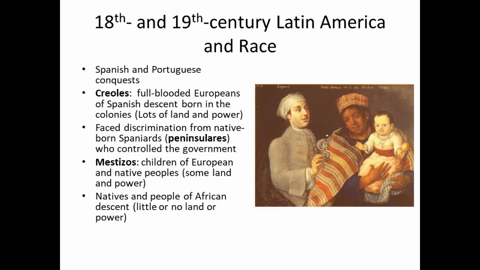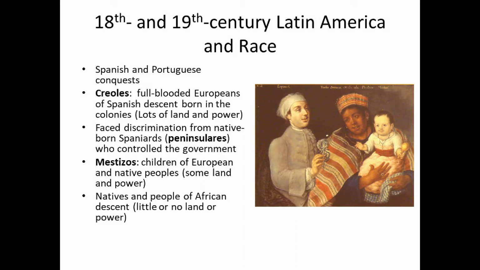Now, one thing that happened in Latin America and these other areas that we're talking about, there oftentimes were not all that many European women. There weren't a whole lot of Spanish or Portuguese women. So a lot of the men, in particular, a lot of Spanish and Portuguese men who immigrated would marry native women. They would marry the descendants, or they would marry the indigenous people.